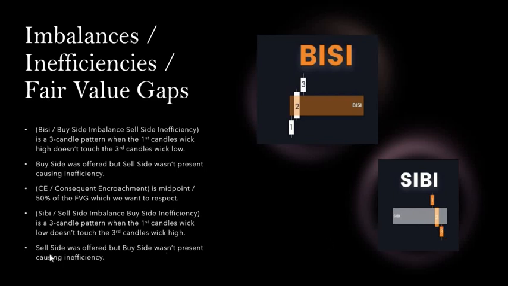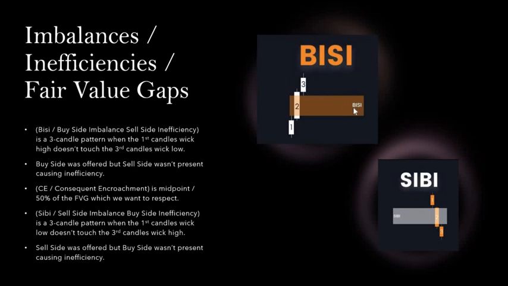Balanced, right? So sell side was offered, but buy side wasn't present, causing inefficiency. So there's an imbalance on the sell side, and we were inefficient on the buy side. Because of that, we want to sell this SIBI. So when the market comes back up into the SIBI, we want to sell the market. Once the market comes back up into the SIBI, what happens? Price becomes balanced. Price becomes efficient, okay?